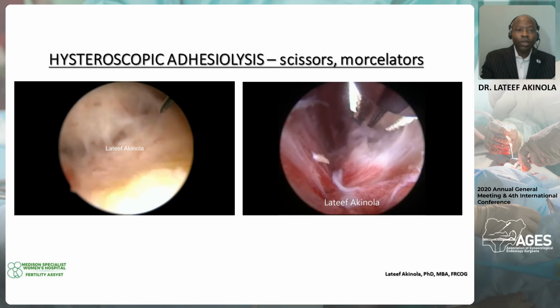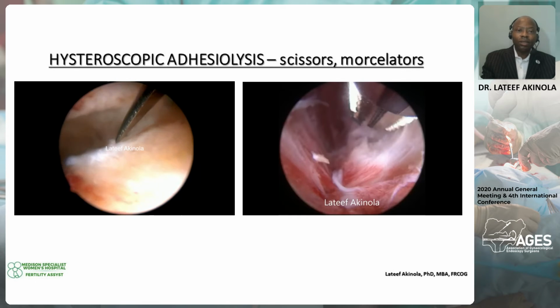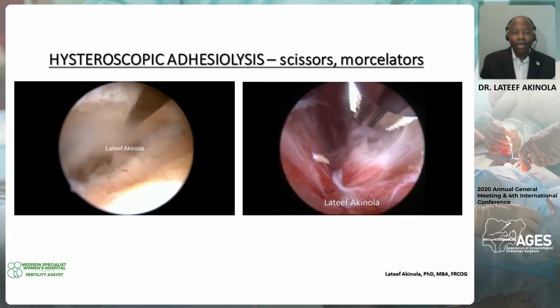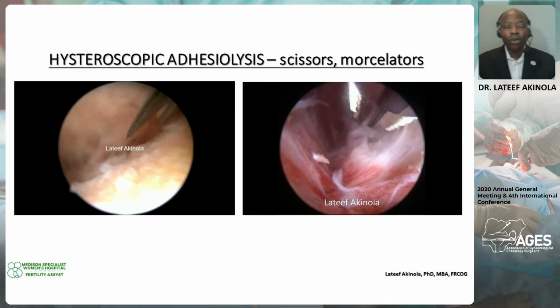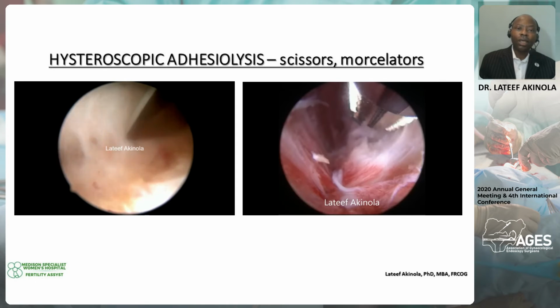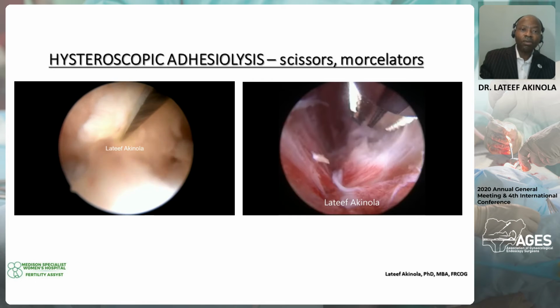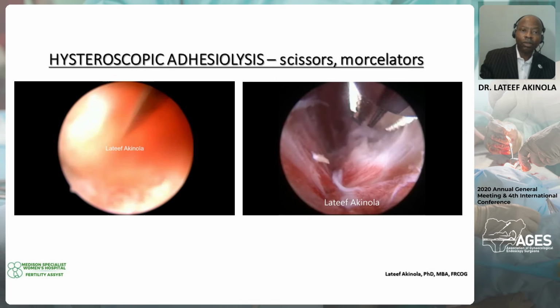You have to be careful here because of two things: you don't want to perforate the uterus, and at the same time you want to minimize the time you use when you are doing this adhesiolysis, because sometimes there may be significant risk of fluid overload, especially if you go beyond 30 minutes, 45 minutes, or up to 1 hour.